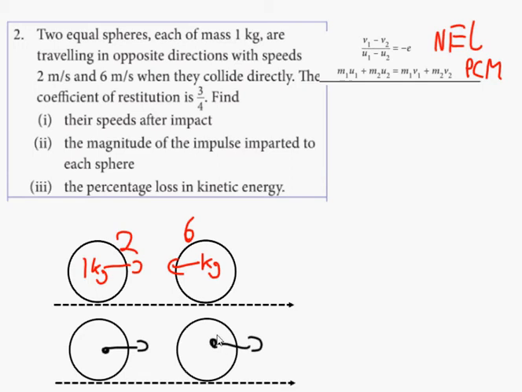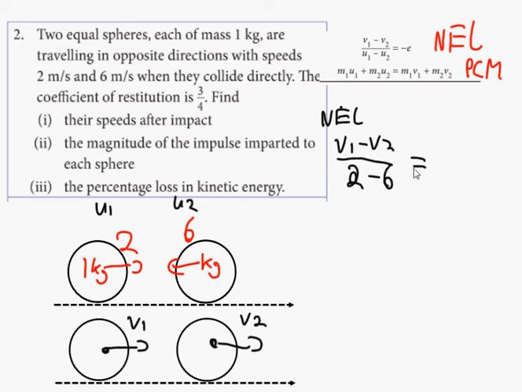So you can call them what you want. I'm just going to call them V1 and V2, so it stays in line with what's in the equation up here. That's going to be U1, and that's going to be U2. So let's do NEL, Newton's experimental law. We're going to get V1 minus V2 over 2 minus 6 equals minus e, which is minus 3/4.